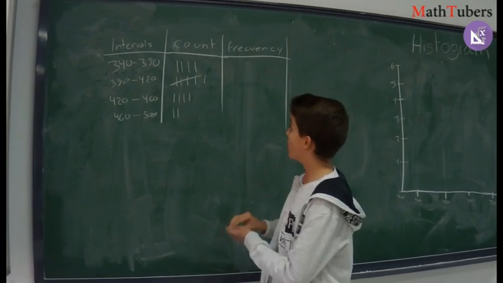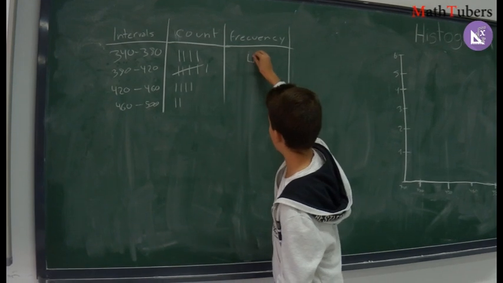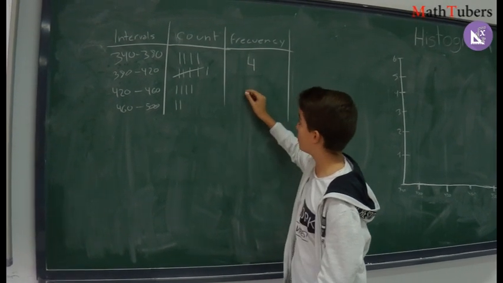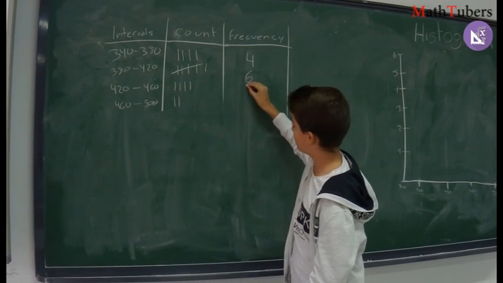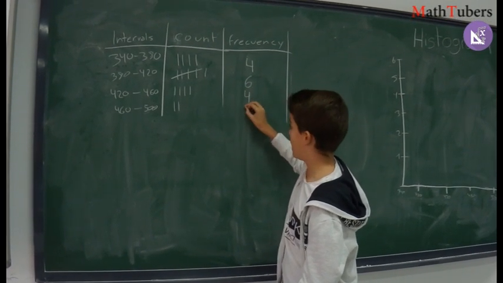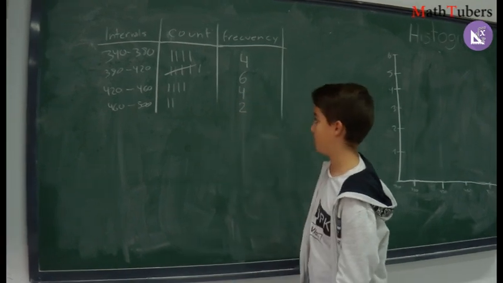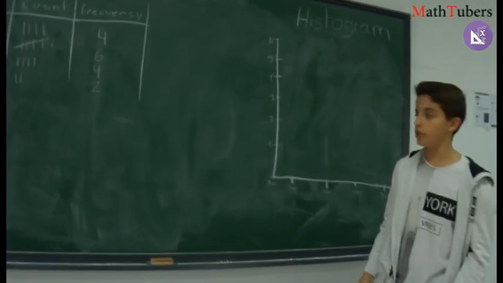In the first interval, there are 4 numbers. In the second interval, 6 numbers. And in the third interval, 4. In the last, there are 2 numbers. Then we do the histogram.